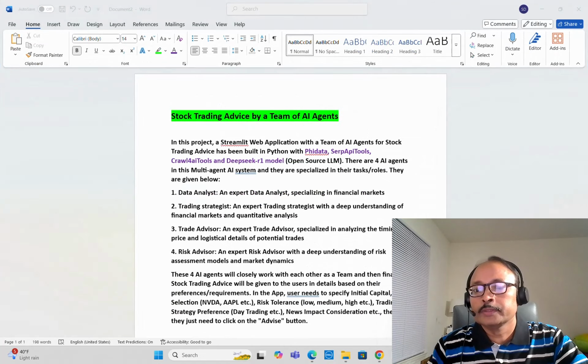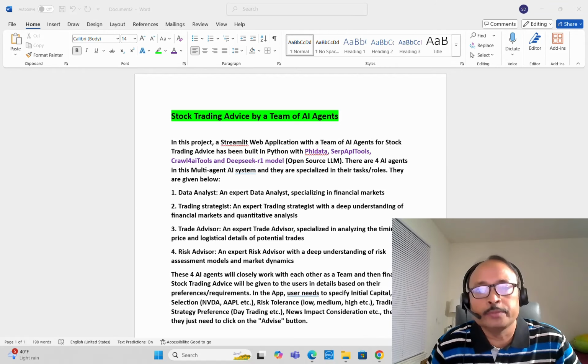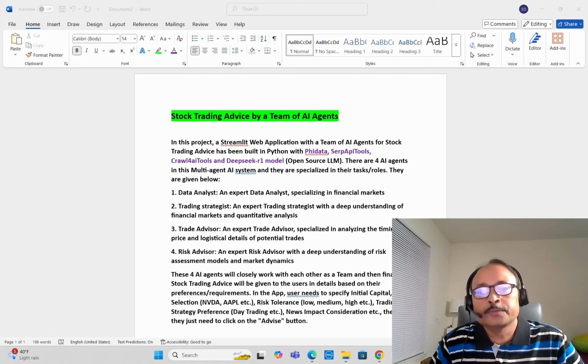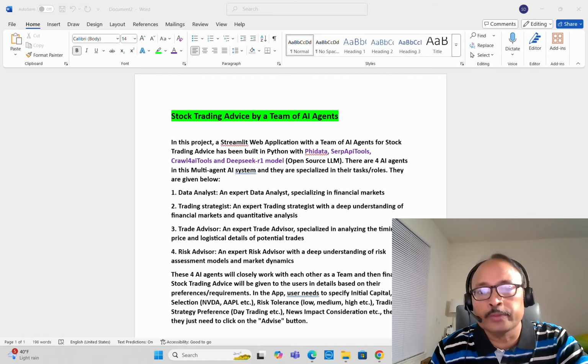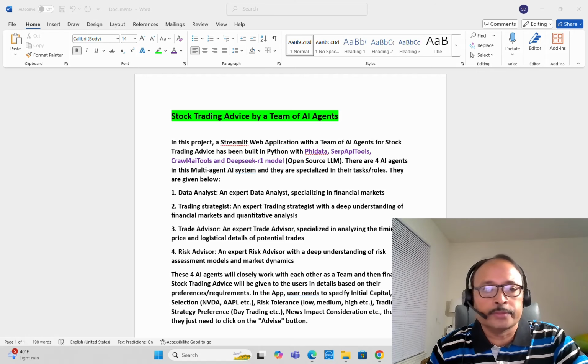Okay. So for this project, the stock trading advice by a team of AI agents, we are going to build one Streamlit web application where a team of AI agents will work together and then give stock trading advice to the user based on the user's preference or requirements.